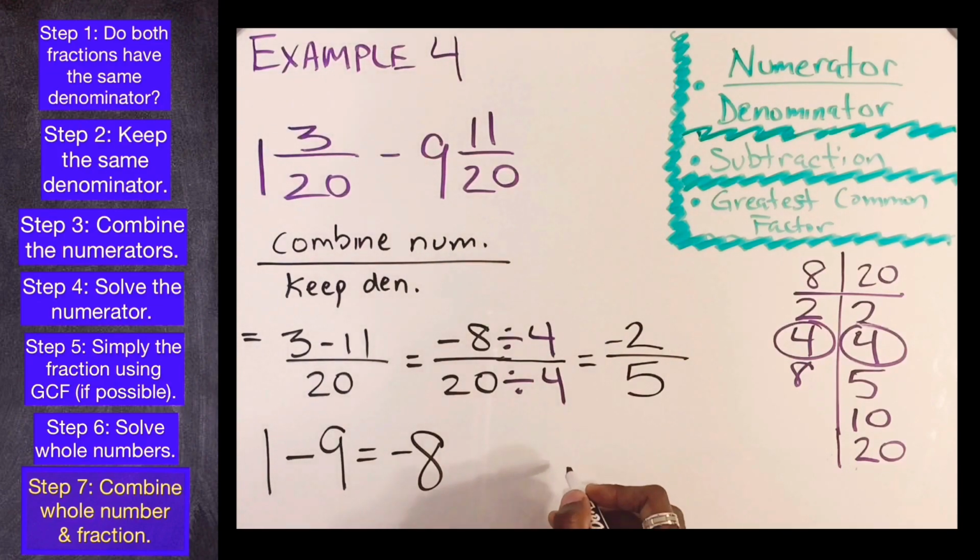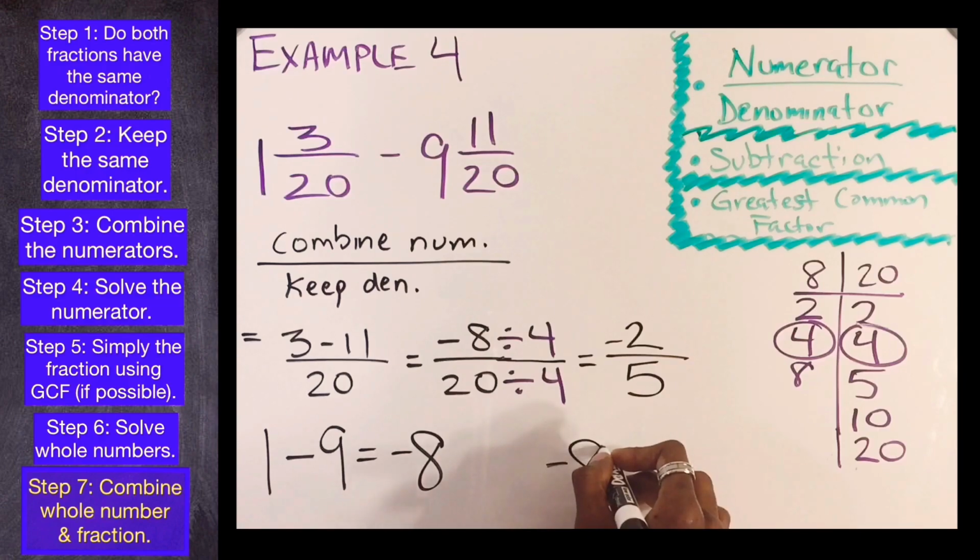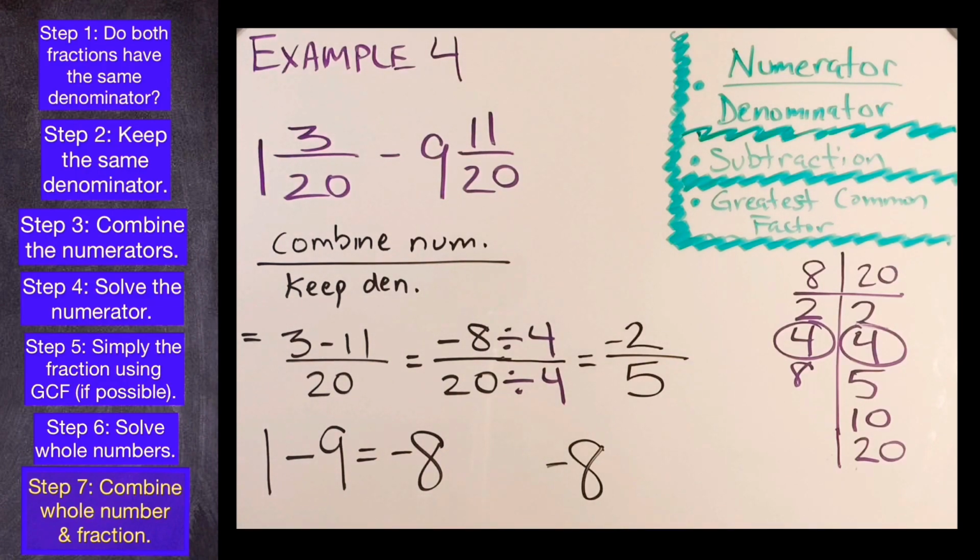So we have negative 8. And this negative 2 over 5, we're going to remove that negative because we're not subtracting, we're combining them at the end. 2 over 5. So now you have your answer. Negative 8 and 2/5, or negative 8 and 2 over 5.